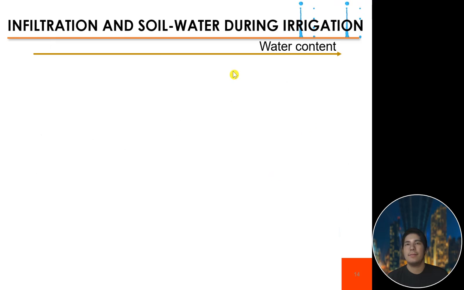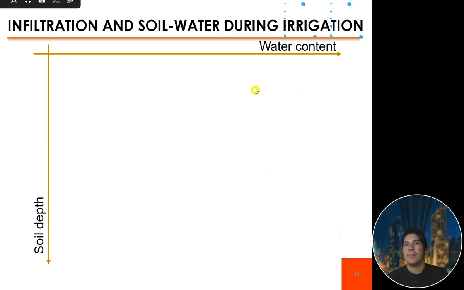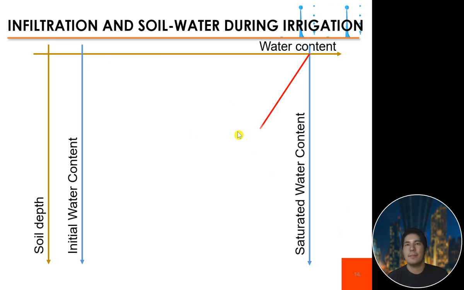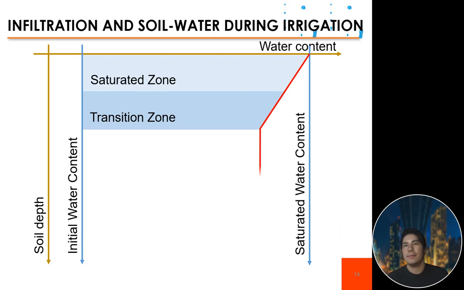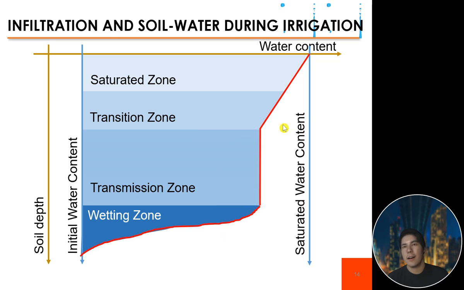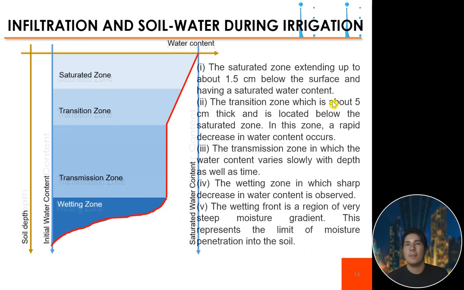Okay, so infiltration and soil water during irrigation. So let's say we take our x-axis as the water content and our y-axis as the soil depth. So we have this initial water content and we have the saturated water content. No? So at this zone, we call it the saturated zone. Then below that, we call it the transition zone. And after that one, we have this constant region, which is the transmission zone. And then we have this medyo turbulent na nga part, which is our wetting zone. No? So, yan yung layer ng ano.